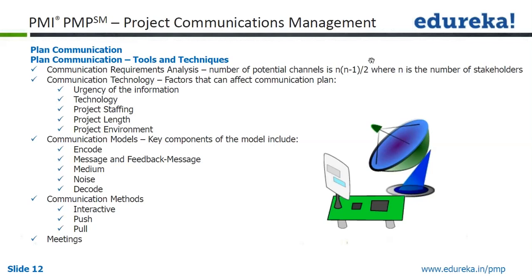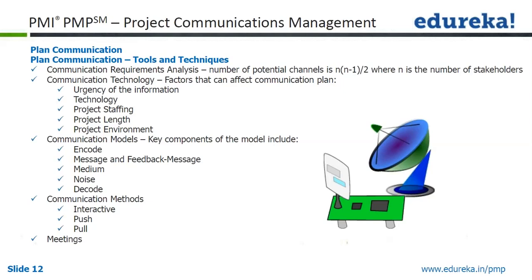The point is, this is a simple formula, and at times you get a question in the PMP examination on this formula, that the number of stakeholders are 10, then what is the number of potential channels, which is 45. So 10 into 9 divided by 2, basically 9 5s are 45. It's very simple, and I don't want you to miss this formula for sure.